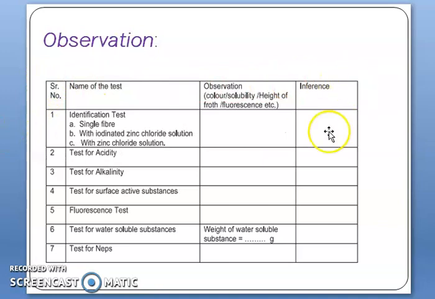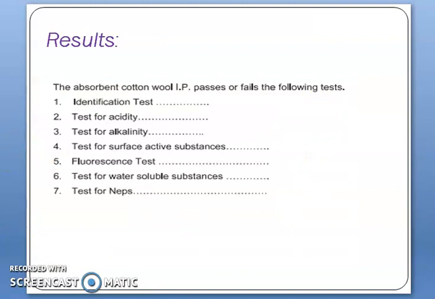This is the observation table. Name of the test, then observation, that is color or solubility or height of the froth or fluorescence, and inference. Then the result. Finally, the absorbent cotton wool IP passes or fails the following tests. Total 7 tests. It may pass or fail.